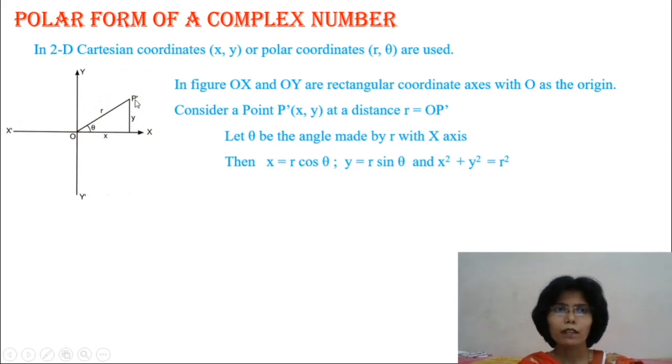So as this is a right angle triangle, we can say x is equal to R into cos theta and y is equal to R into sin theta. So x square plus y square will be R square by adding these two values.